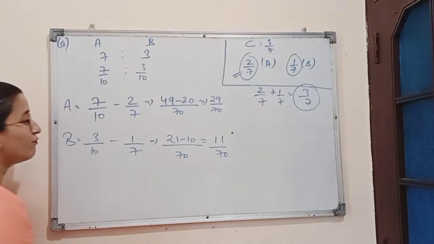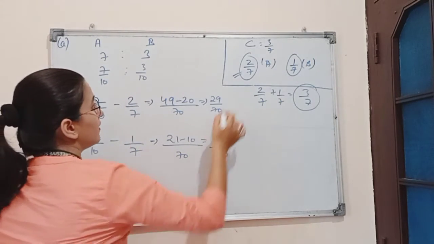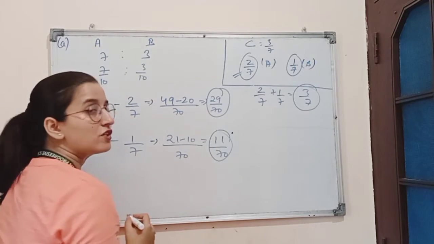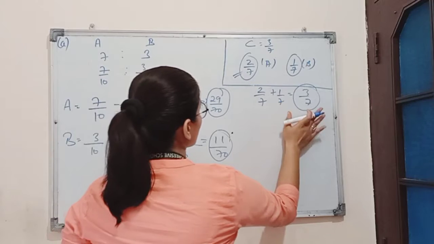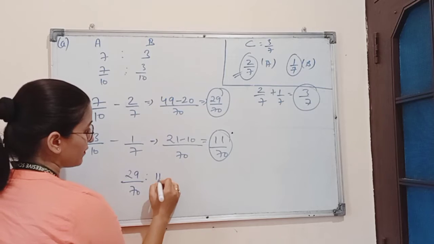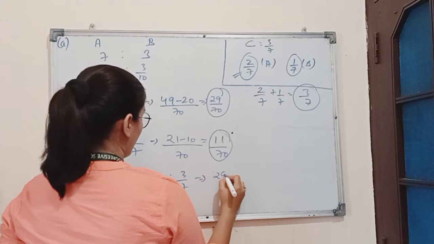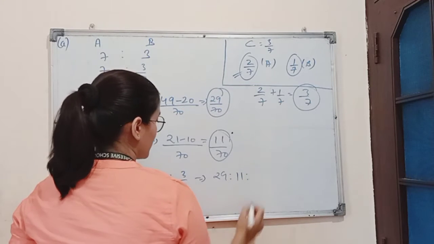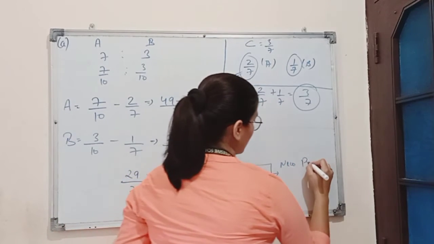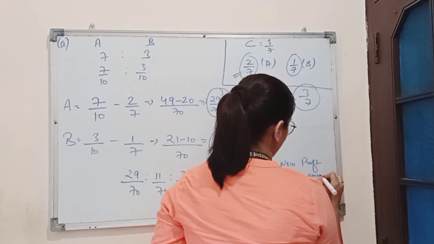So the remaining share of B is 11/70. So it is clear that A's remaining share is 29/70, B's remaining share is 11/70 and C's share is 3/7. New profit sharing ratio among the three partners will be 29:11:30. This is the new profit sharing ratio among the partners.